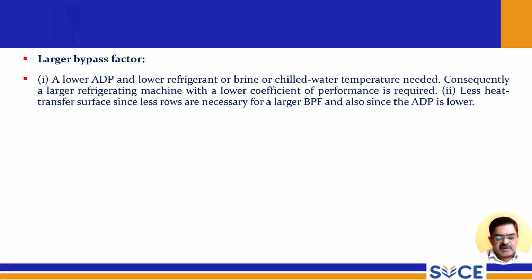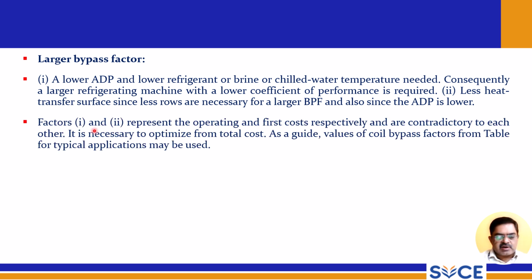So a larger bypass factor means a lower ADP, and a lower refrigerant or brine or chilled water temperature is required here, and consequently a larger refrigerating machine with lower coefficient of performance is required. The second point here is less heat transfer surface, since fewer rows are necessary for a larger BPF, and also since the ADP is lower.